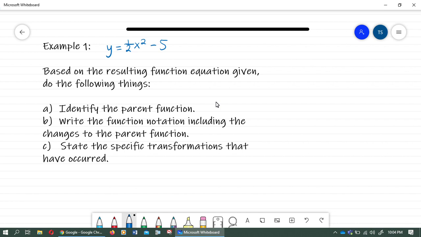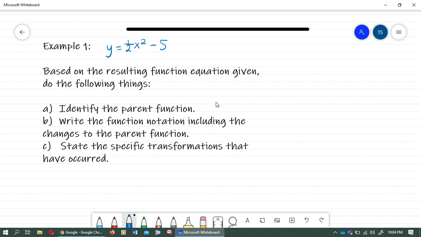Be able to look at that equation, identify the parent function, part A, be able to write out the function notation, including the changes that are happening to that parent function, part B, right? And be able to state the specific transformations that have occurred. So let's go ahead and do this, all right? And we have to hurry up here because it's kind of late, and we still need to be able to upload these videos.